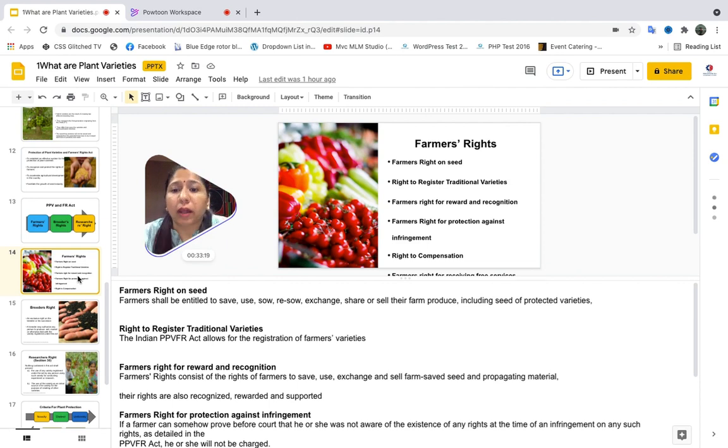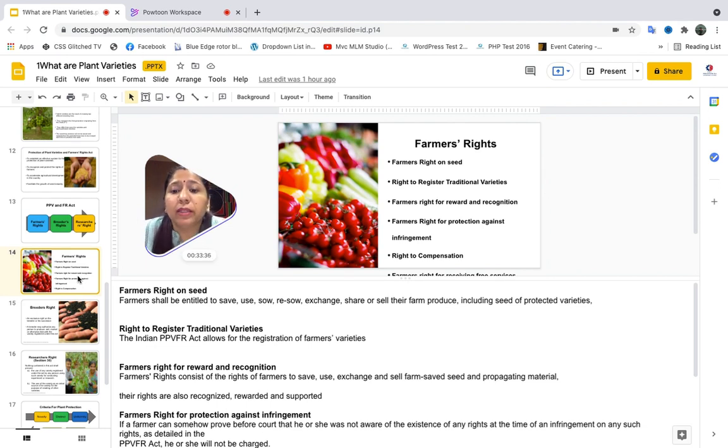The second one is the right to register traditional varieties. According to the Indian PPV and FR Act, it allows farmers to register their new plant variety on their own. They can go to the office and register by themselves.